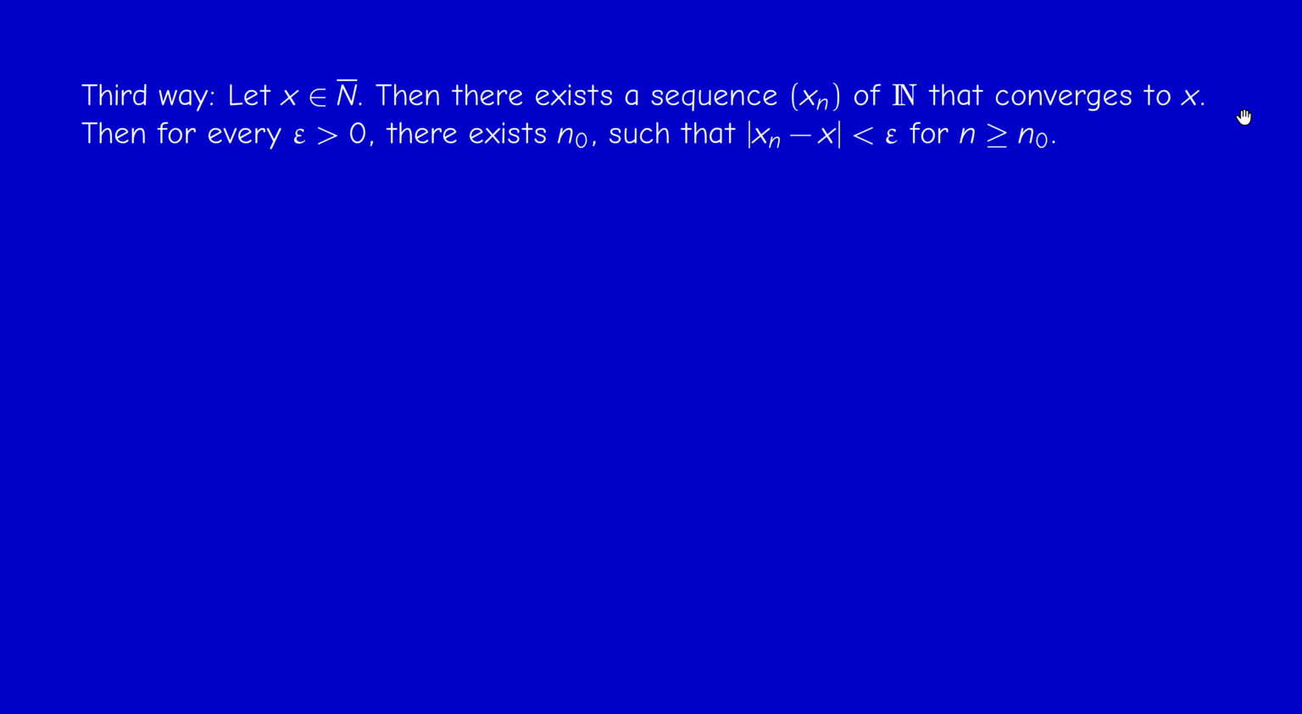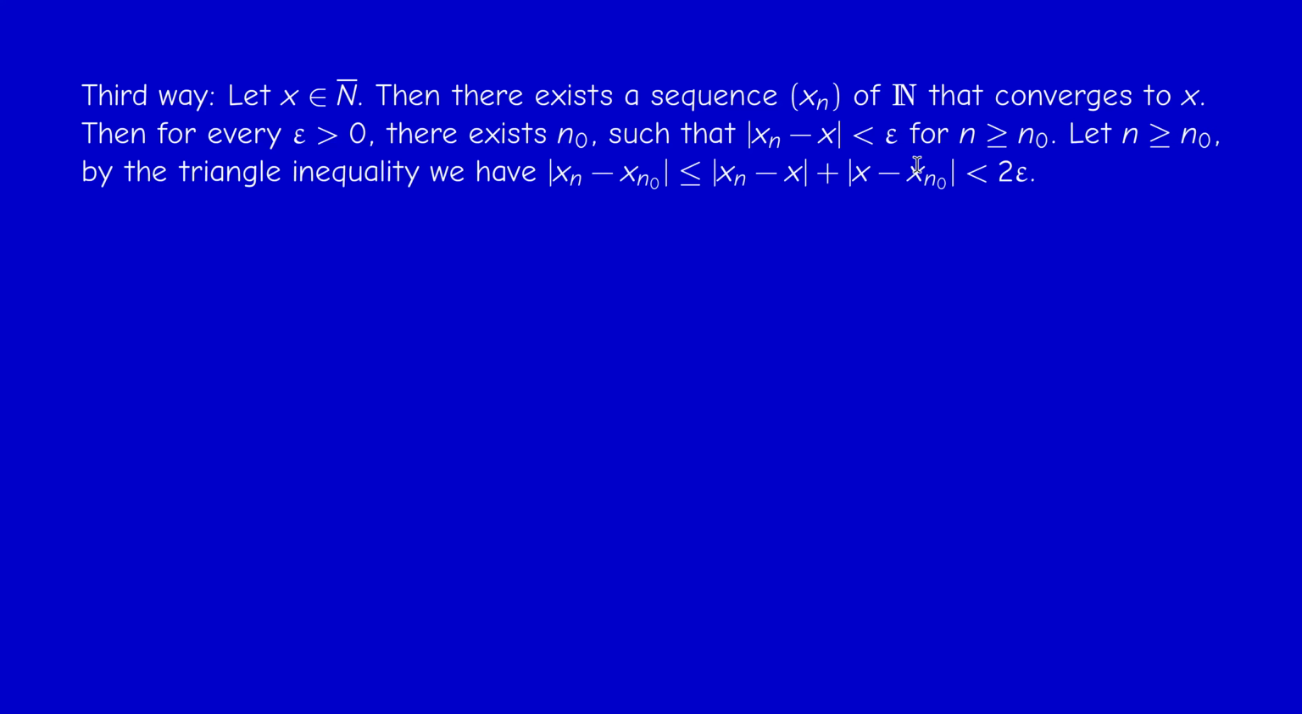By definition, for every epsilon positive, I can find an integer n0, starting from which the distance between xn and its limit is less than epsilon. So in particular, if I take n bigger than n0, then xn minus xn0, if I use the triangle inequality, I add and subtract x. This is less than epsilon, and this is less than epsilon. So xn minus xn0 is less than 2 epsilon, starting from n0. Of course, the n0 depends on epsilon.